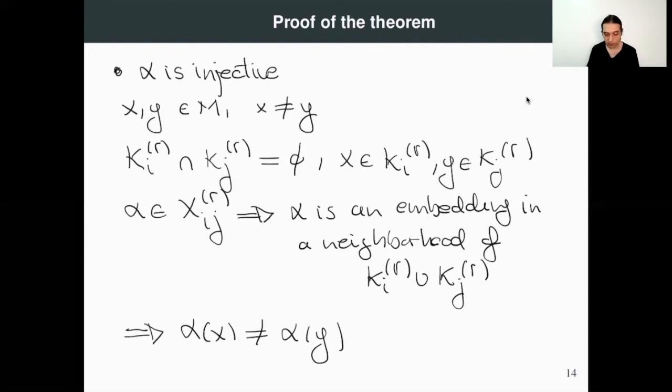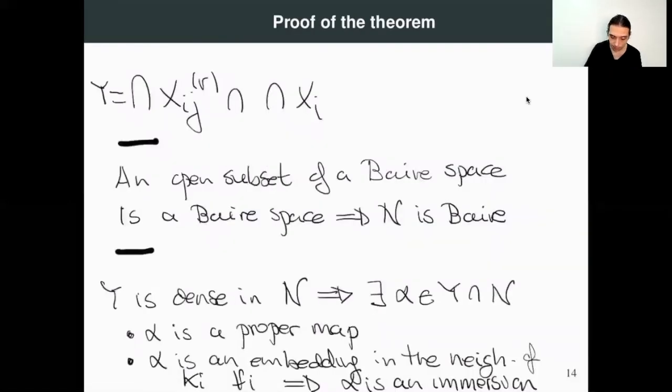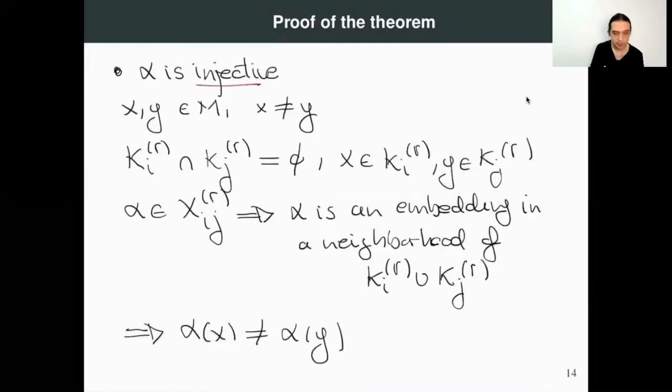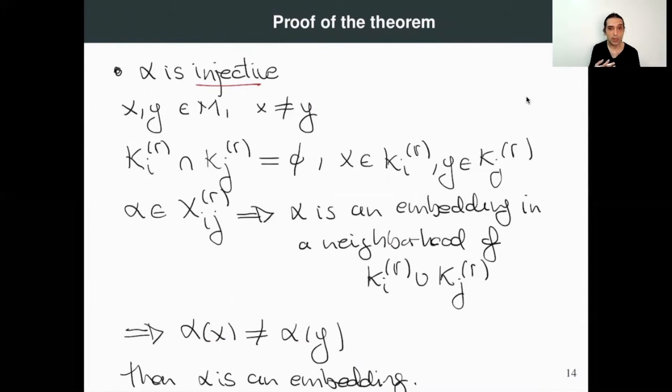If we actually take a look at everything that we proved, we saw that alpha is a proper map that is an immersion, and that is injective. And an injective proper immersion is an embedding. So we get that alpha is an embedding. And that's it. We proved what we wanted. So we actually proved that the set of C^r embeddings is dense in the set of C^r proper maps.